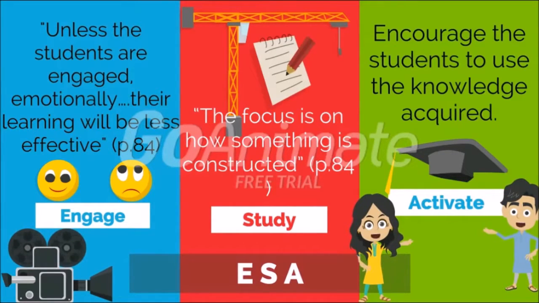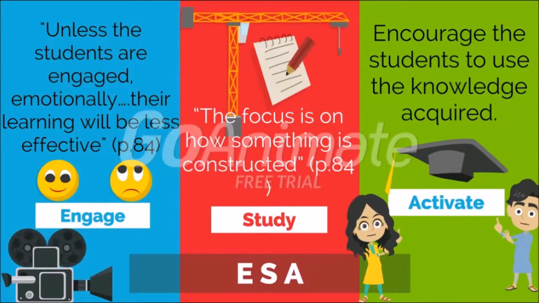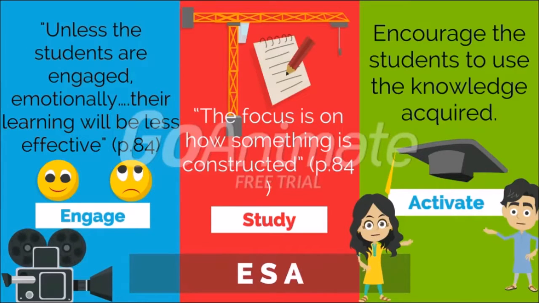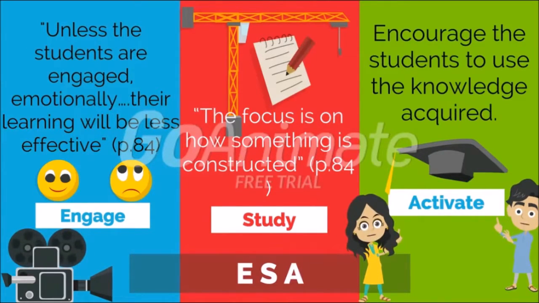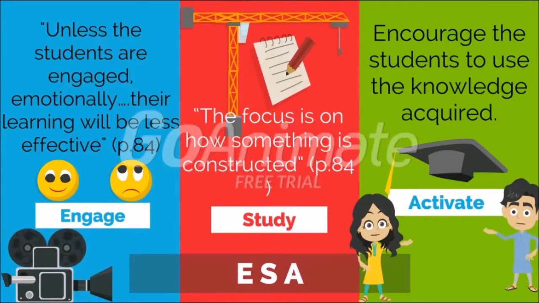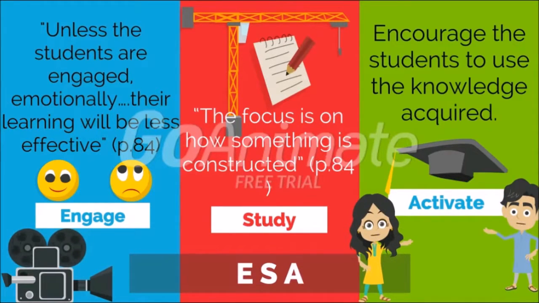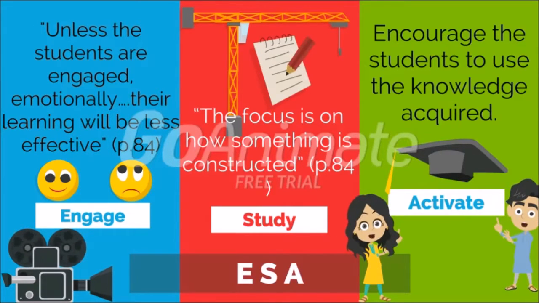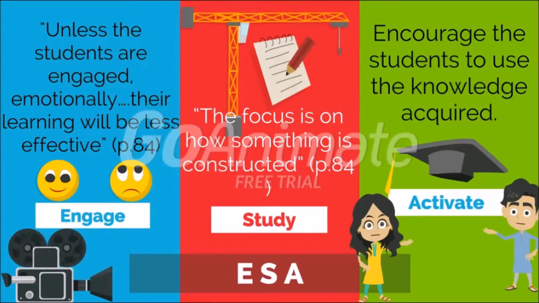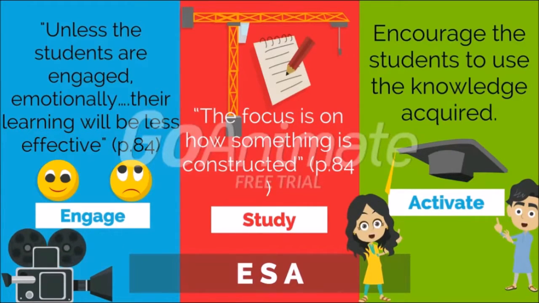Then, in the stage Study, in which the author claimed that the focus is on how something is constructed, we made our students fill in a table with expressions that are used to show agreement or disagreement. By doing that, they will understand the way in which those expressions are used and in which contexts they are present. And finally, Harmer mentions that the stage Activate is used to encourage the students to use the knowledge acquired in the previous stage or the knowledge that they already had.